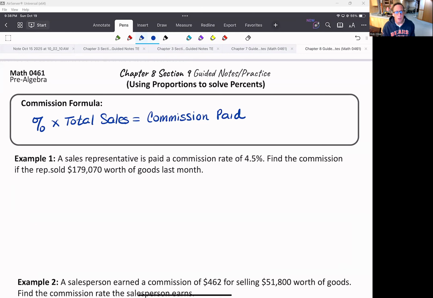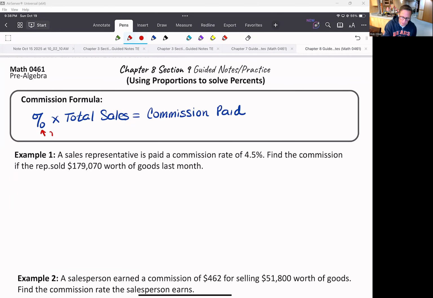So I've started out here. I just went ahead and wrote it down before we started. But the commission formula is very much like the percent equation, not much different. For commission, take the percent, and make sure to convert it to a decimal, divide by 100, and multiply that by the total sales. How much of those goods did you sell, or were sold? And that's going to equal the commission.